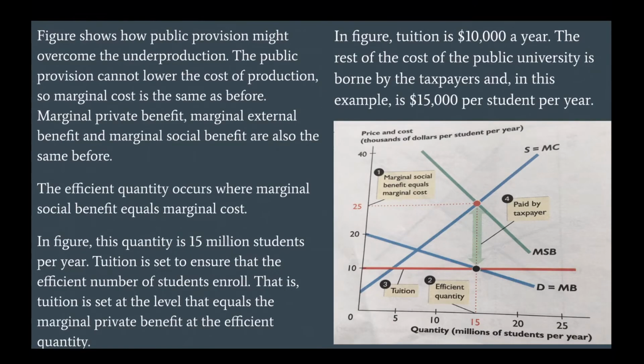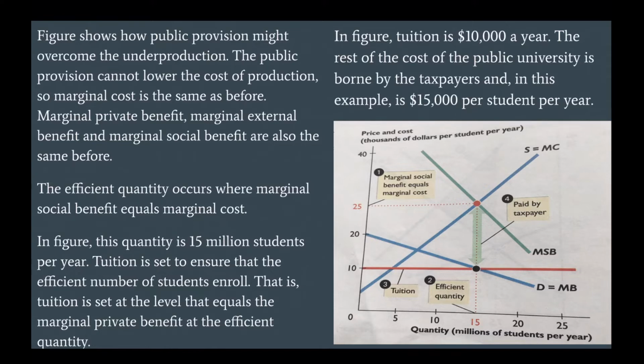The figure shows how public provision might overcome the underproduction. The public provision cannot lower the cost of production, so marginal cost is the same as before. The marginal private benefit, the marginal external benefit, and marginal social benefit are also the same as before. The efficient quantity occurs where marginal social benefit equals marginal cost. In the figure, this quantity is 15 million students per year.